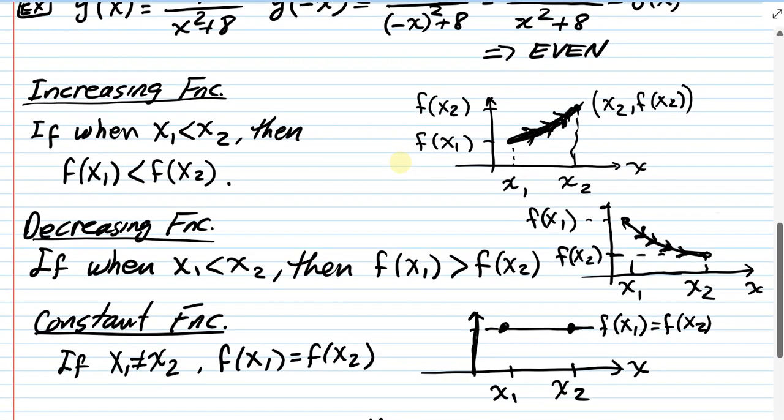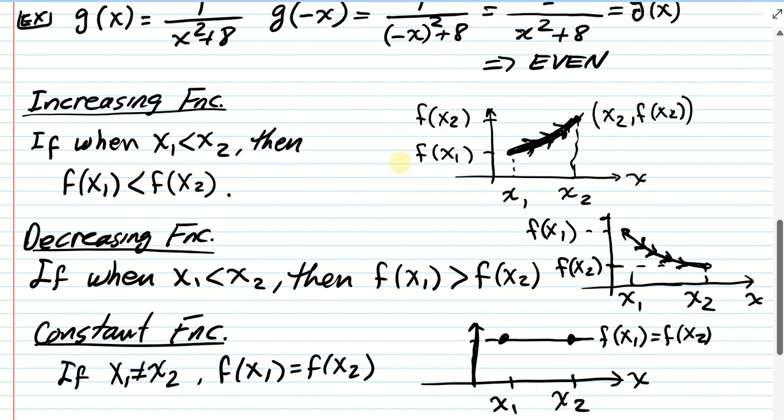Let's take a look at the constant function. A constant function is just that. It's one that does not change, so it's flatlining. And whenever you have two different points, doesn't have to be less than, greater than, doesn't matter, as long as you have two different points, you get the same function values. And again, that would be the signature of a constant function.